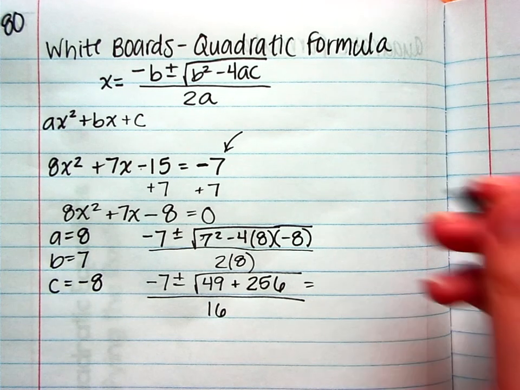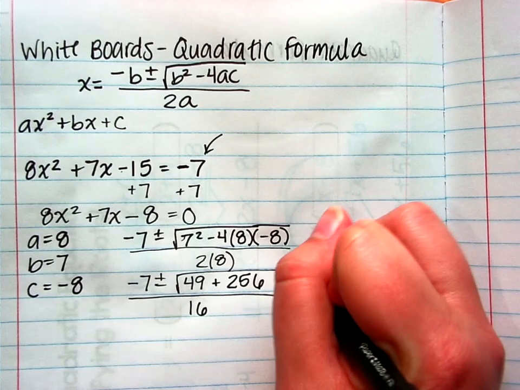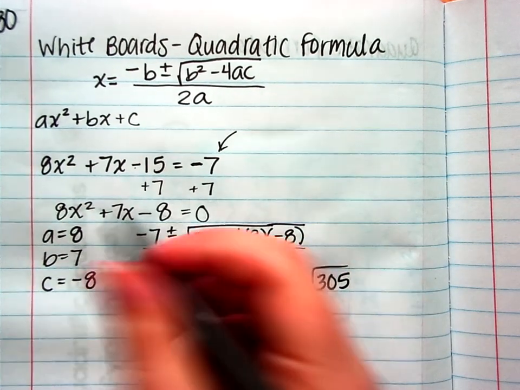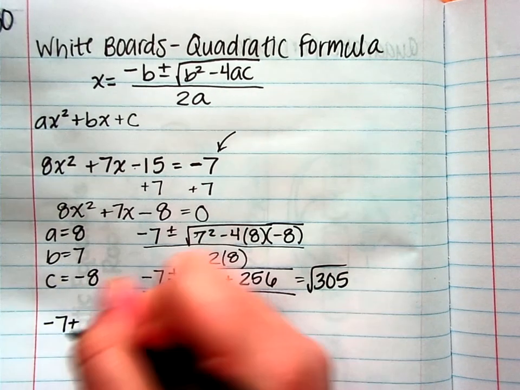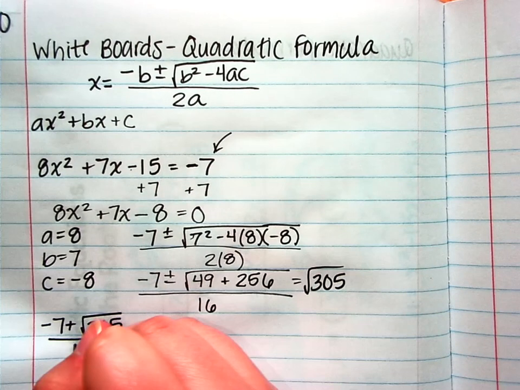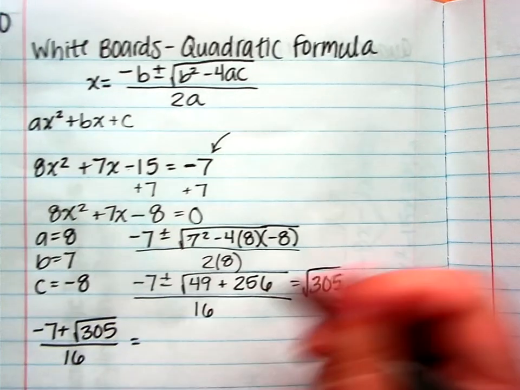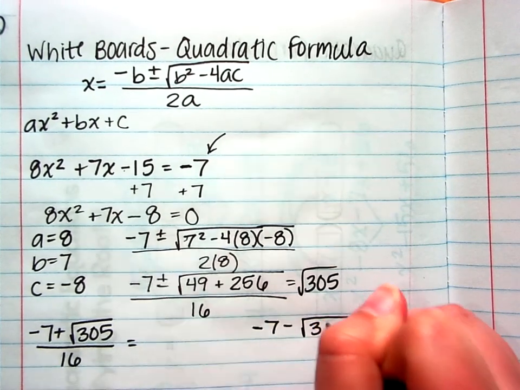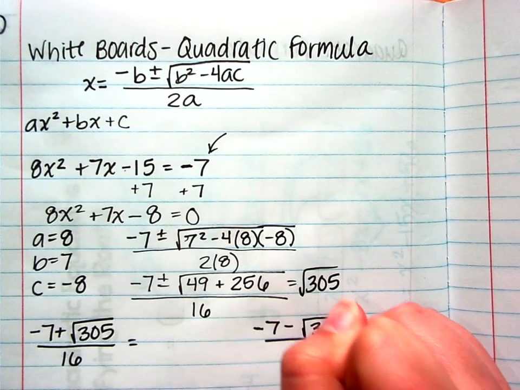All right, 49 plus 256 is 305. That is what's under the square root sign. So I'm going to break this apart. We're going to do negative 7 plus the square root of 305 divided by 16. Figure out what that is. And negative 7 minus the square root of 305 divided by 16.